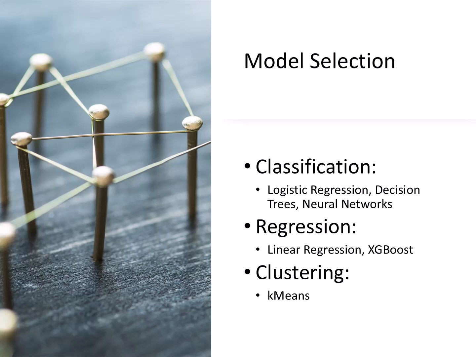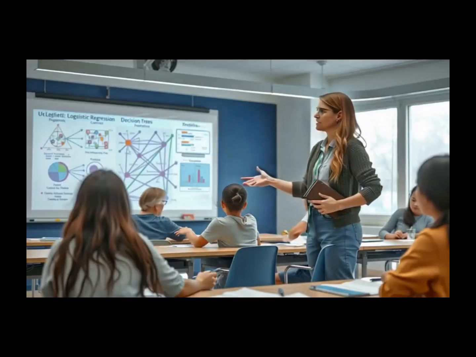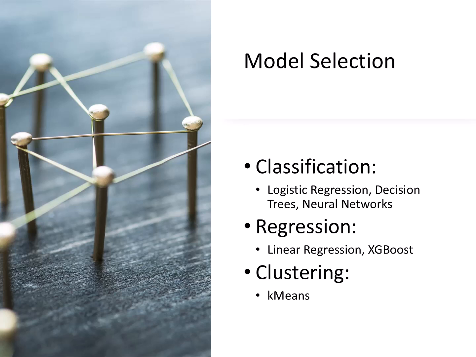Model selection, right? Selecting the appropriate model architecture is a crucial first step in the machine learning process. The right choice depends largely on the type of problem you're trying to solve. For classification problems where you're trying to categorize data into discrete classes, you have several options. Logistic regression is simple and interpretable, great for binary classification tasks. Decision trees and random forests work well when you need to understand feature importance, right? For complex patterns, neural networks can capture intricate relationships in your data.